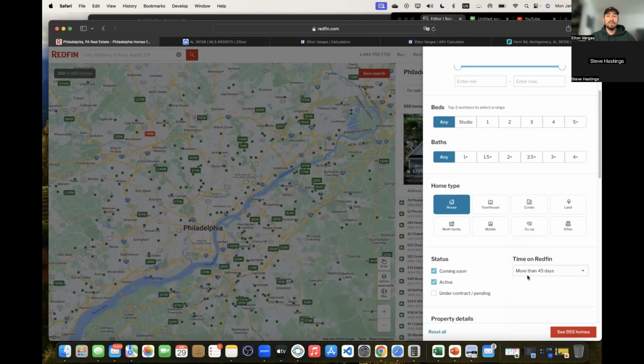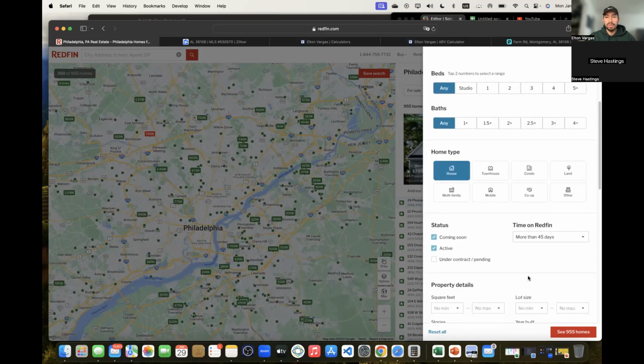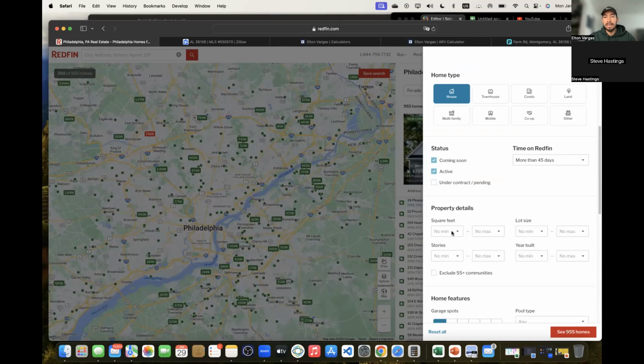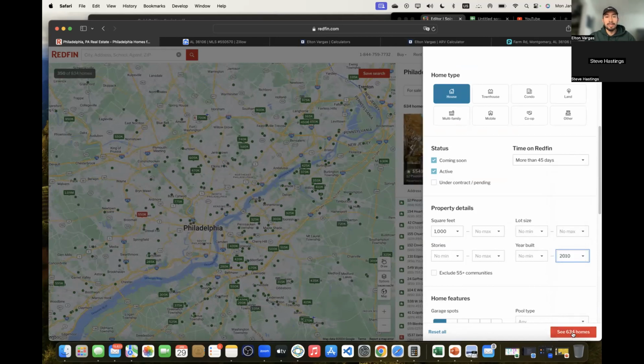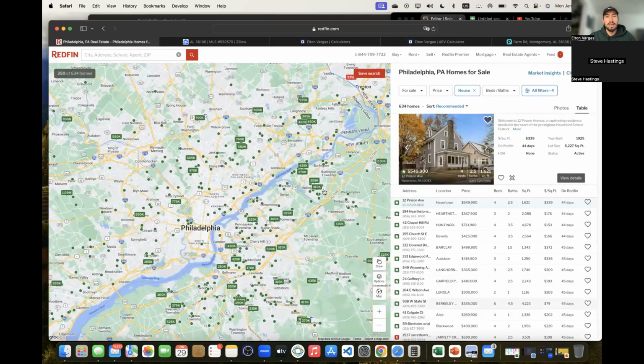But I'm looking for single family homes, and I'm also looking for properties that have been sitting for more than 45 days. And I'm looking for single family homes that are at least 1,000 square feet and higher. And for the year built, I am looking for nothing built after 2010. So again, I'm looking for properties where the older they are, the better it is.